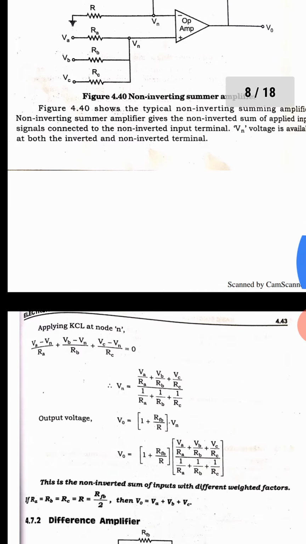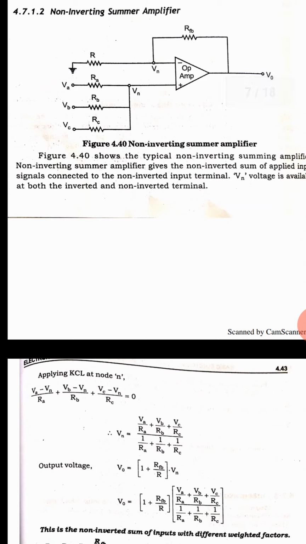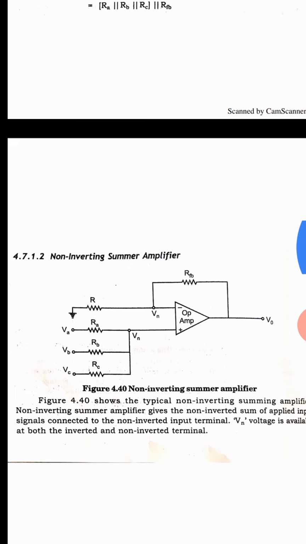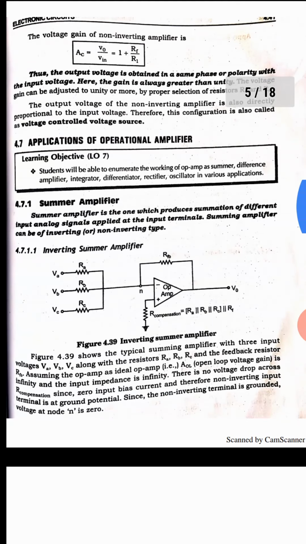Okay. So here also we are going to apply the KCL. (VA minus VN) divided by RA, plus (VB minus VN) divided by RB, plus (VC minus VN) divided by RB, which is equal to 0. In case of inverting amplifier, we are considering incoming current is equal to outgoing current. The incoming currents are (VA minus VN) divided by RA, (VB minus VN) divided by RB, (VC minus VN) divided by RA, and outgoing current is V0 by RF.